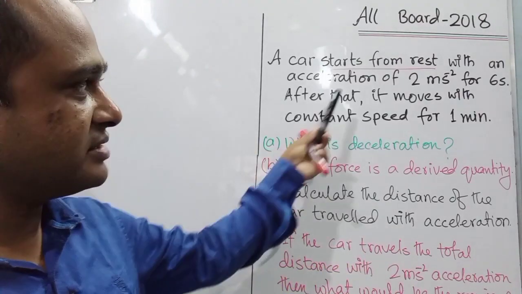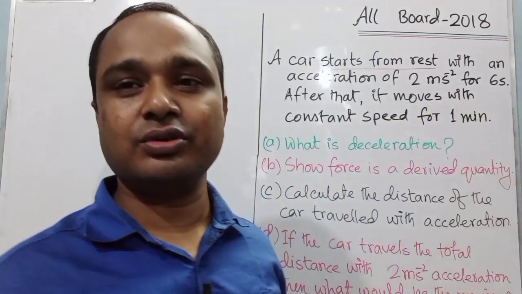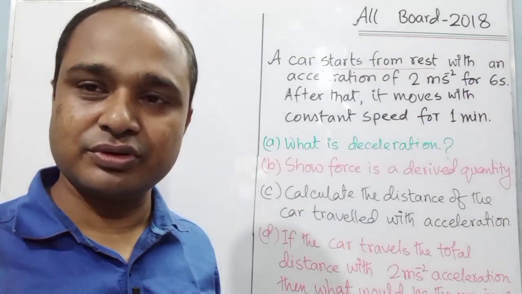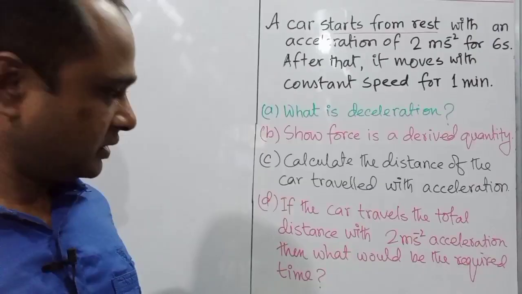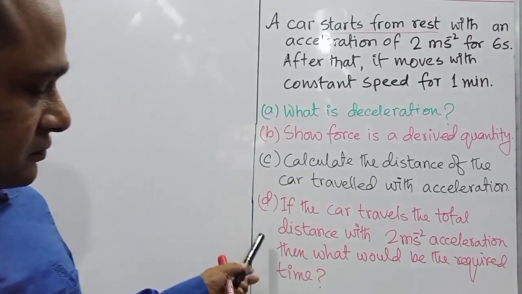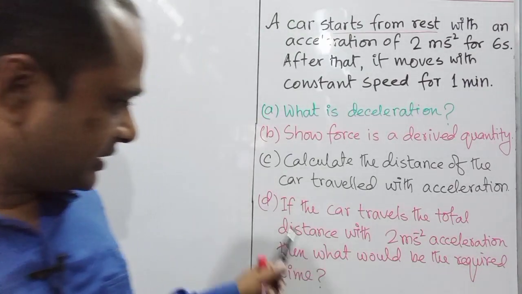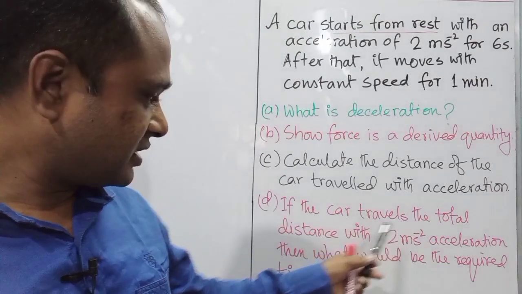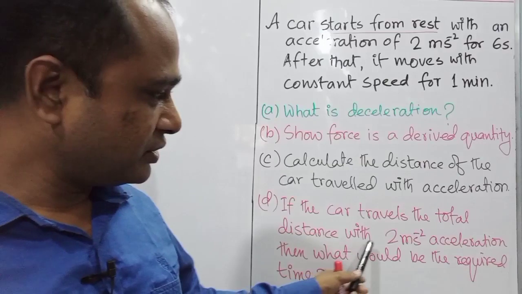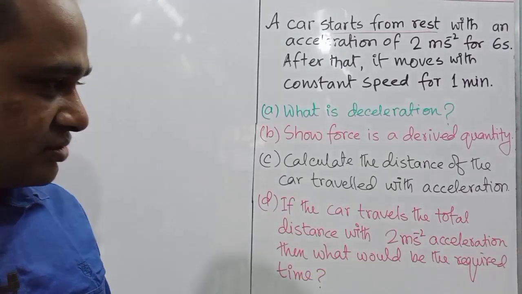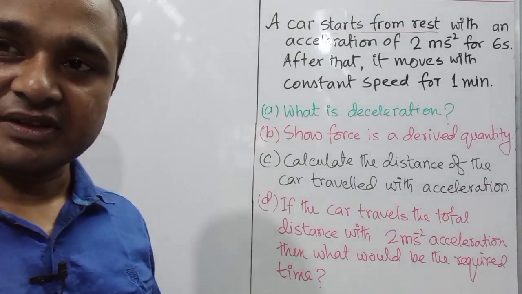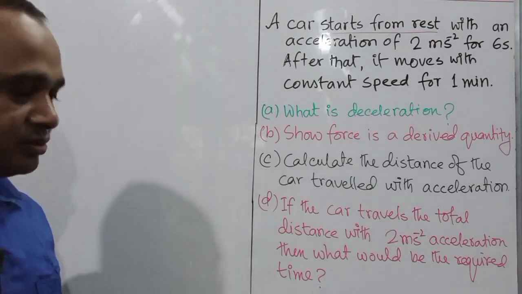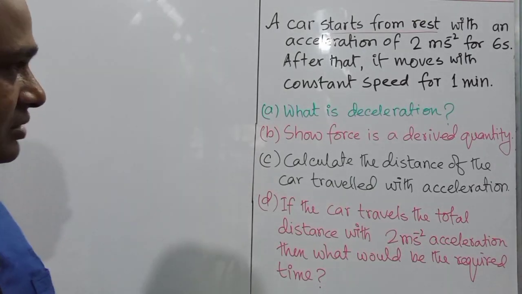Uniform acceleration is maintained up to 6 seconds. So we have to calculate the distance of the body for the first 6 seconds. And in question D, they said that if the car travels the total distance with 2 meter per second square acceleration, then what would be the required time? Right? Dear students, now we are going to solve the questions.